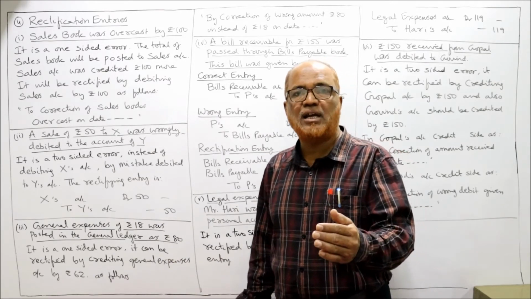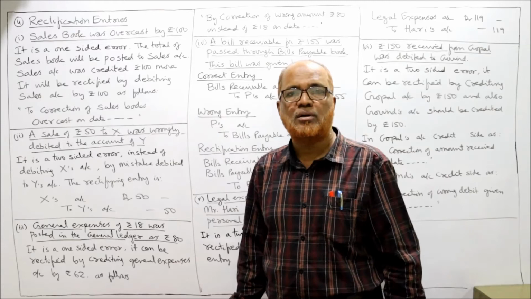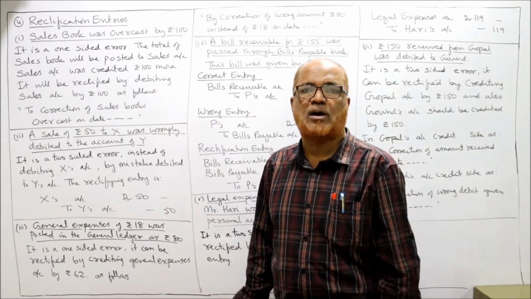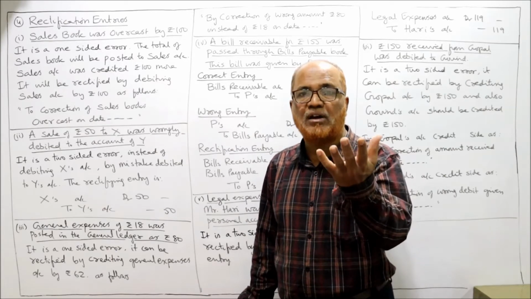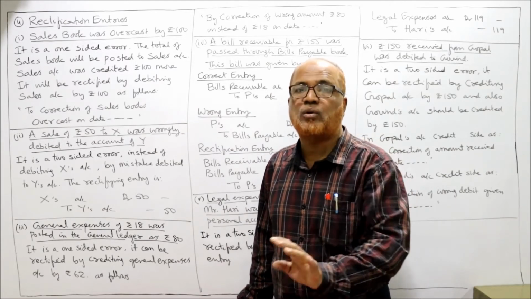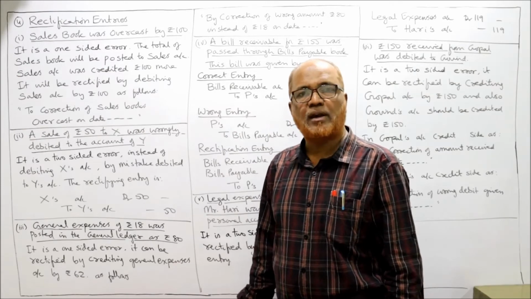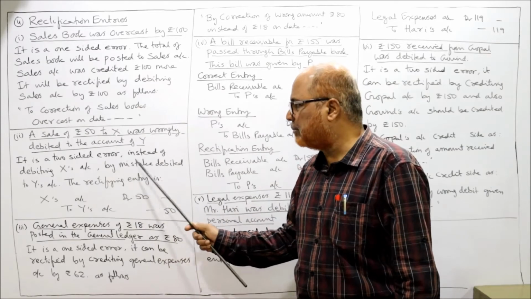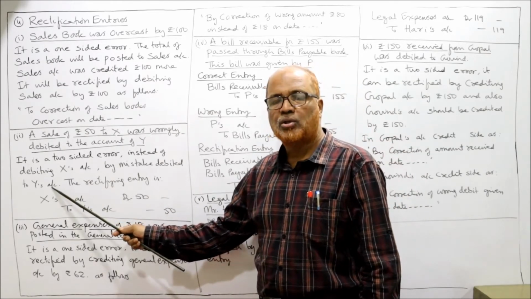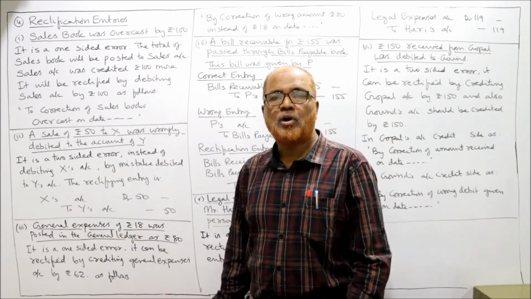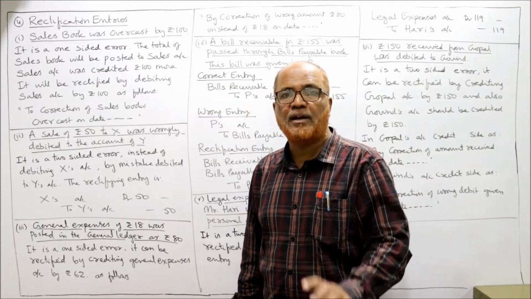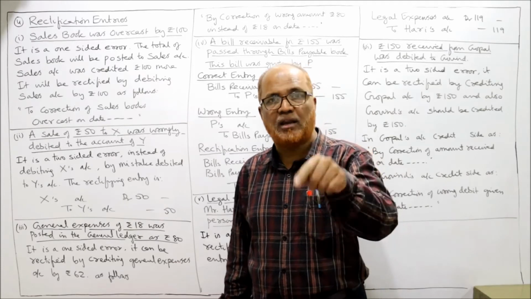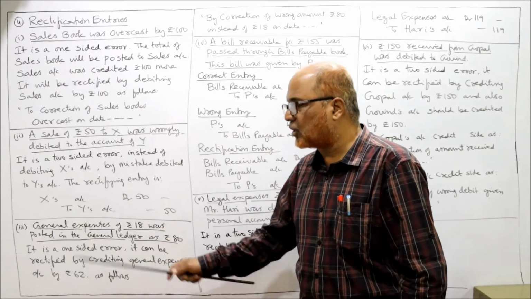Now the rectifying entry is X account debtor to Y's account. Earlier we have not debited X account, now we debit X account. By mistake we have debited Y account, now we credit Y account. So it is a two-sided error. Instead of debiting X account, by mistake debited to Y account. The Y account should be credited now, because by mistake it is debited. And X account was not debited earlier, now we debit it. So X account debtor to Y's account.